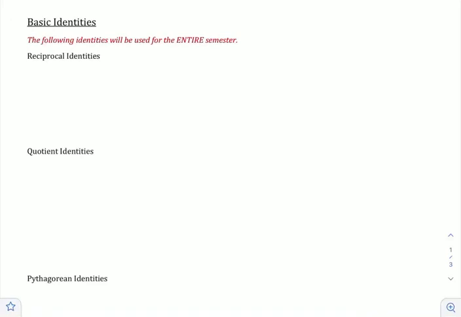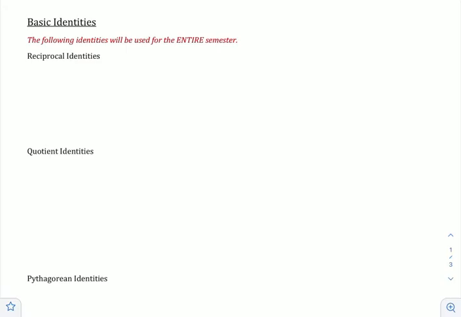Now that we have learned about the definition of the 6 trig functions, we can start to introduce identities of the trig functions. So we have 3 basic identities, and they're called the reciprocal identities, the quotient identities, and the Pythagorean identities. So let's begin with the reciprocal ones. The reciprocal identities are just by definition.